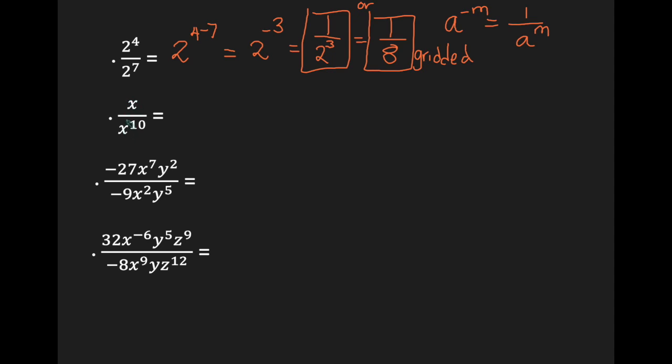Notice here, my base is a variable. Notice that with this x, I don't see an exponent, so there's an invisible 1. The bases match. Keep my base, and I'm going to subtract my exponents. 1 minus 10. 1 minus 10 is negative 9. Again, negative exponents are not allowed. So I'm going to write the reciprocal, which is 1 over x to the 9th.